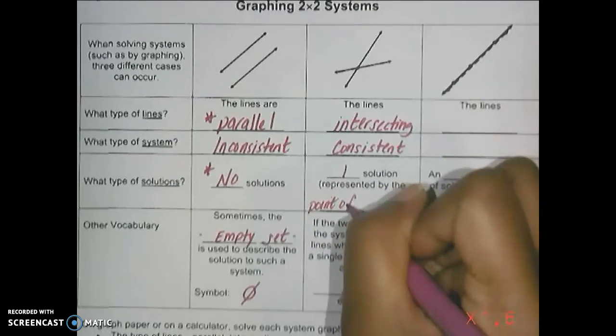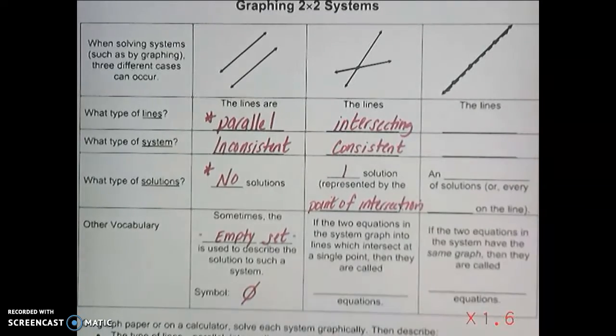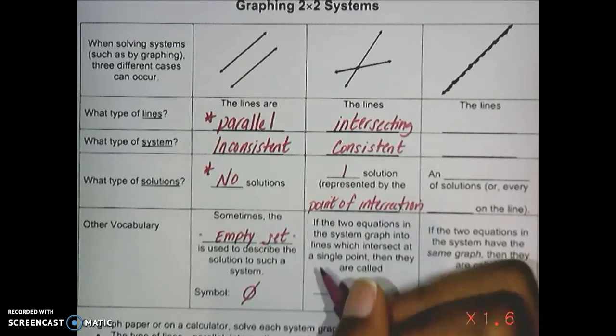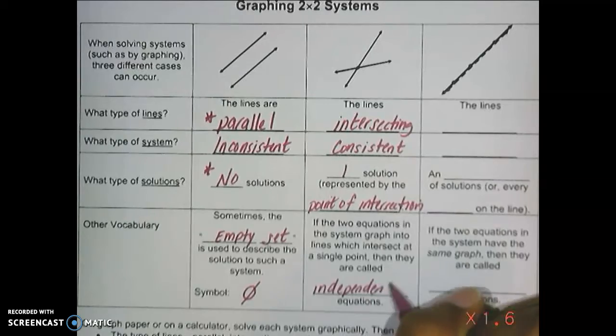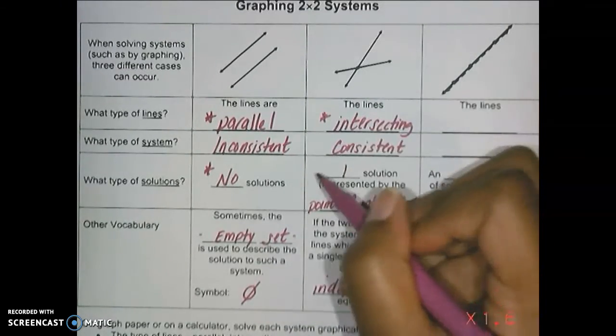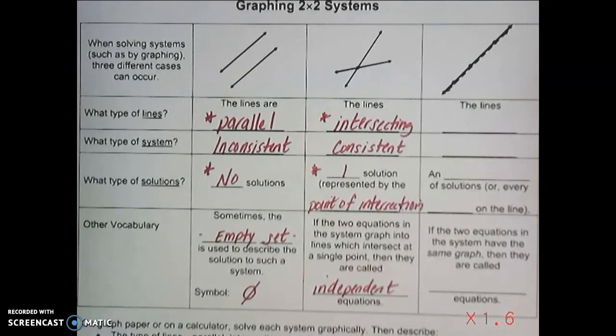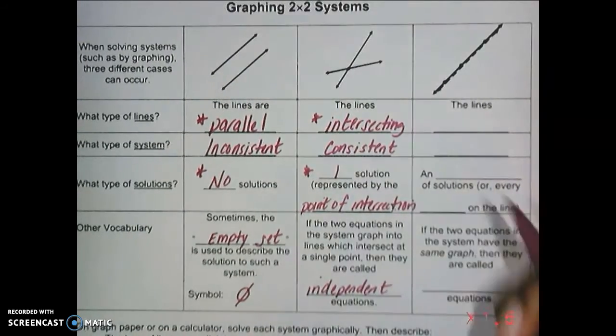And it can be written as an ordered pair. Sorry, I wrote that kind of big. Other vocabulary: if the two equations in the system graph into lines which intersect at a single point, then they are called independent equations. May come up later on, but for right now, all I need you to know: if you have intersecting lines, they have one solution. Done.